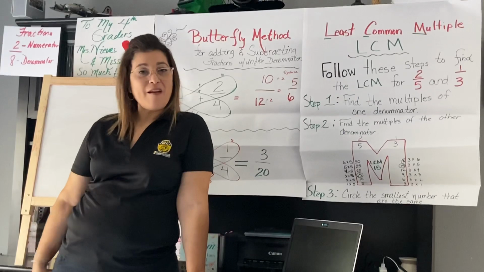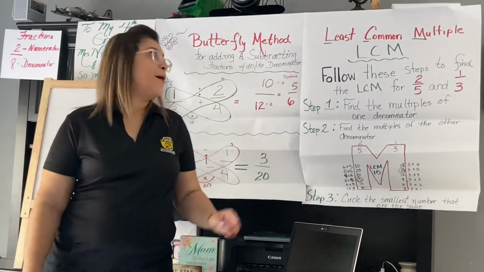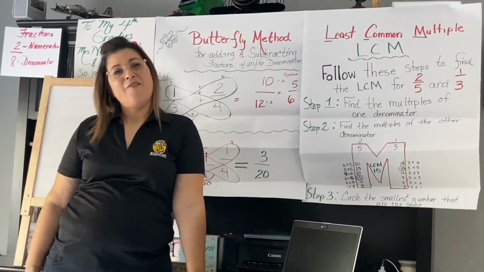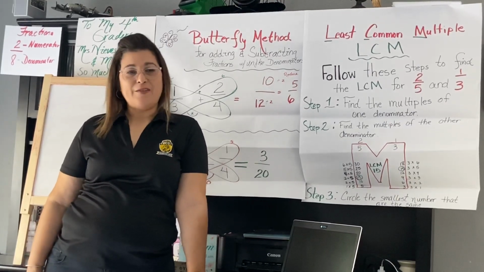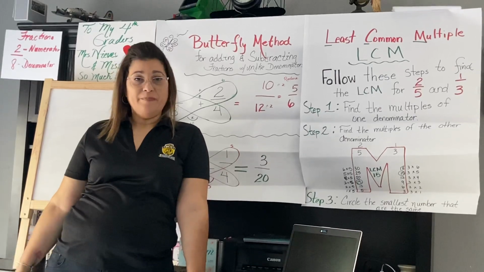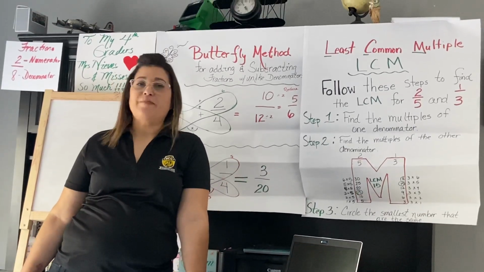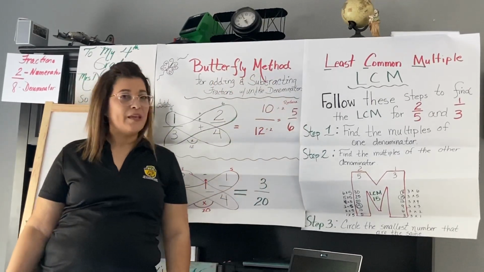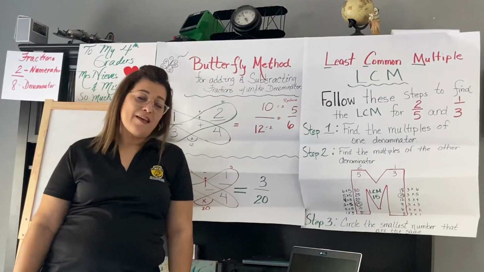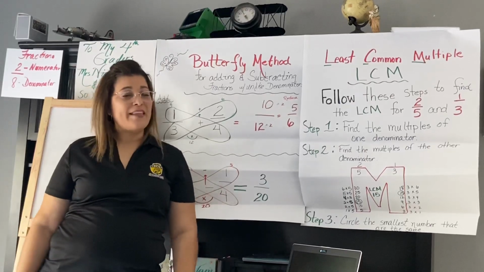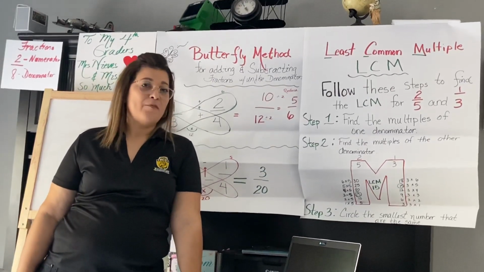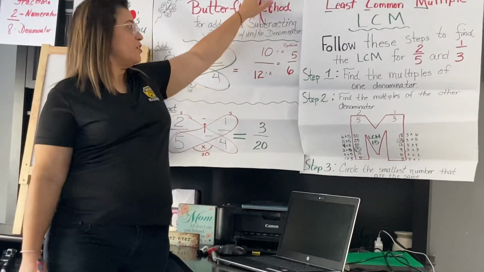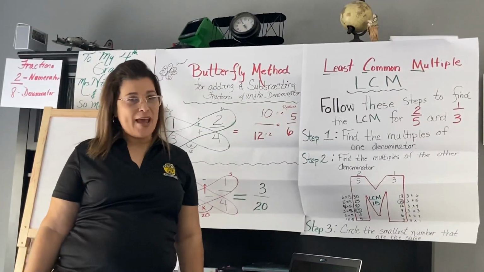And today we are continuing with our butterfly method for adding and subtracting fractions with unlike denominators. Yesterday we did addition. Today we're going to do subtraction, okay? Using our butterfly method. Can we use, Ms. Nieves, finding the common denominator with our least common multiple? Yes, you could do that, okay? But today, we're just gonna go over with our butterfly method, okay?